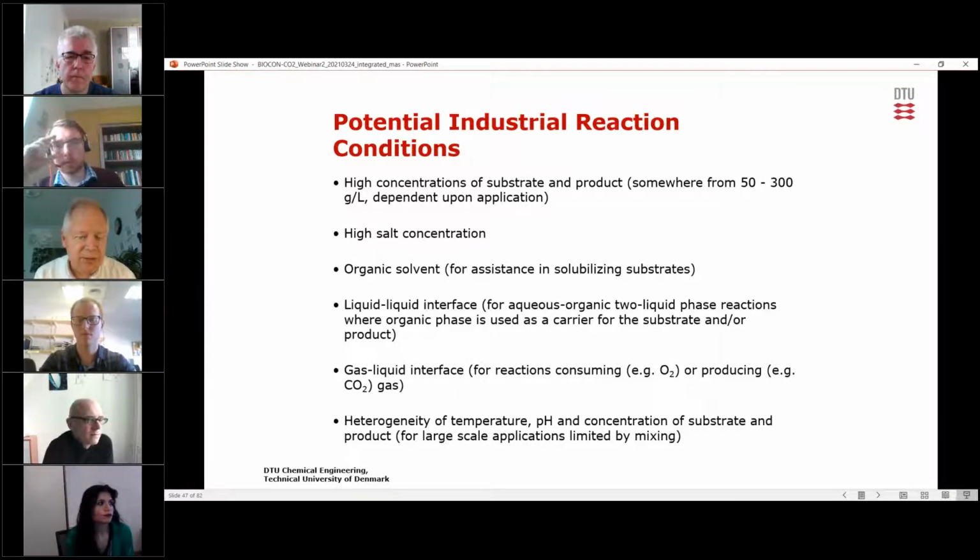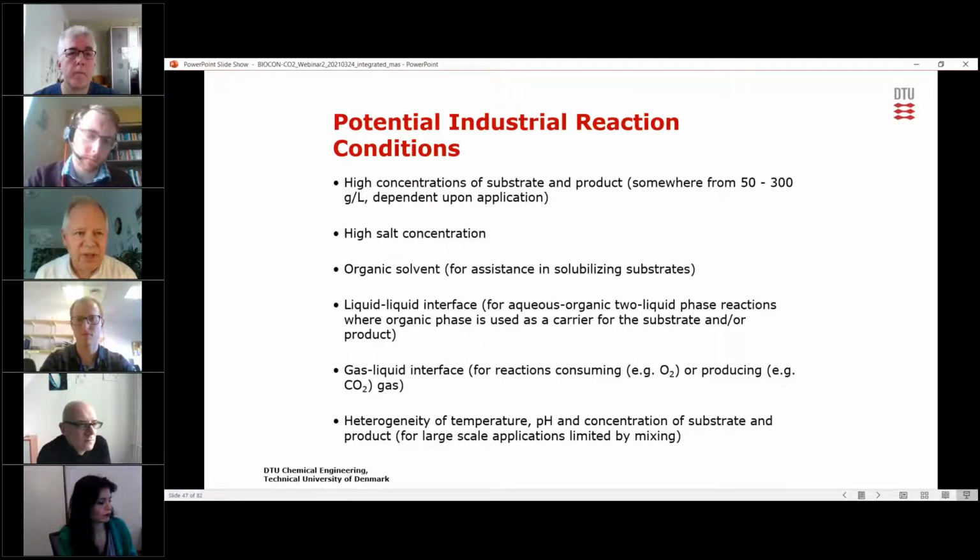And then the final thing I put down here is heterogeneity of temperature and pH and concentration throughout this huge tank. So in that 400 cubic meter tank I talk about, of course, it takes some minutes for material to flow around the tank. Conditions at the bottom are not the same as conditions at the top. So these are also things which need to be taken into account. Next slide, please.